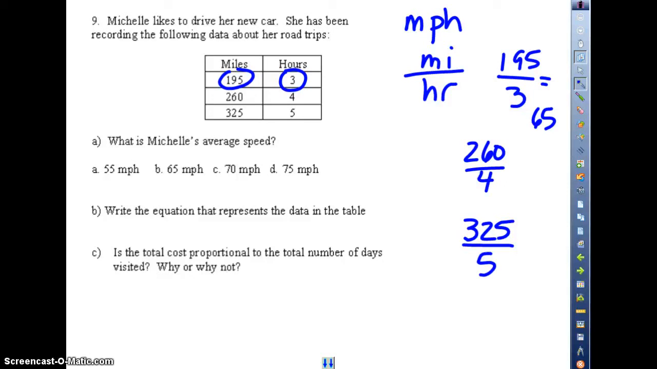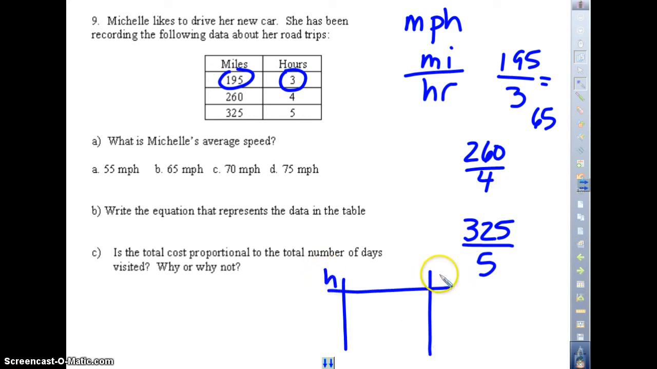Okay? So once you've figured these all out, just make sure you're getting the same number. Figure out what her average speed is. Then they want you to write an equation to represent the data in the table. That's real easy to do once you know the speed. You can make one of these. This is your hours. This is how far you drove. Let's call it miles.